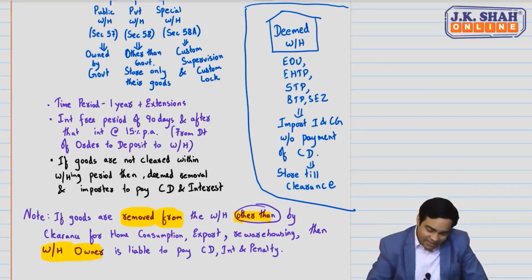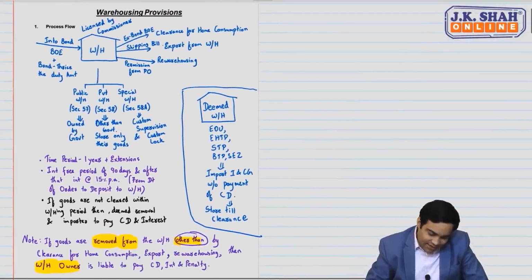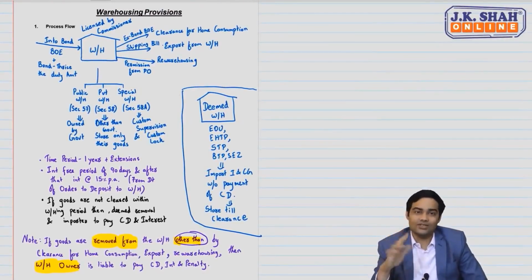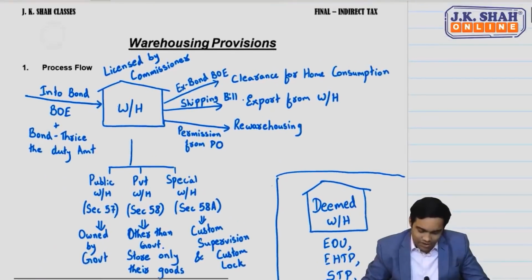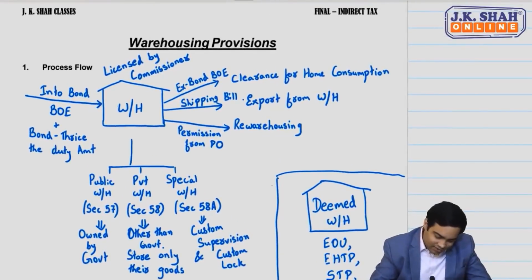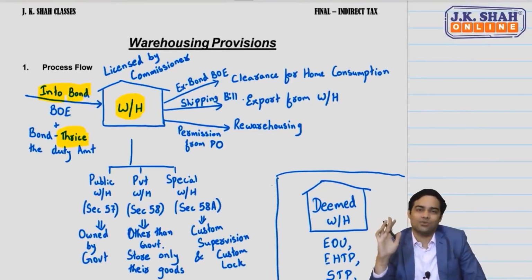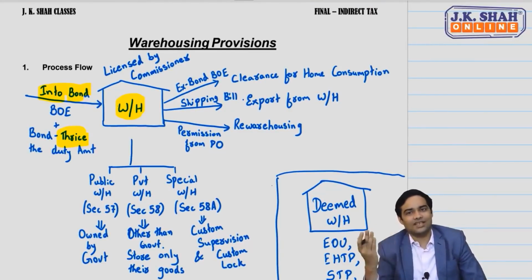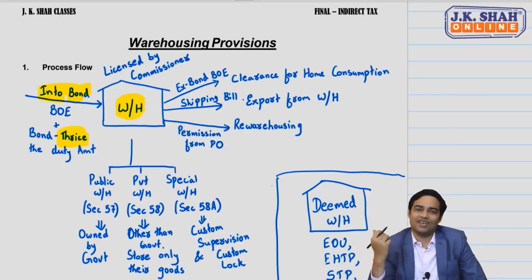See, even in a normal warehouse, can you store the goods without payment of custom duty? Yes. You file an into-bond bill of entry. You give a bond thrice the duty amount. Once these two things are done, you can store the goods in the warehouse without payment of custom duty. Then you can clear it for home consumption, export from warehouse or re-warehousing.